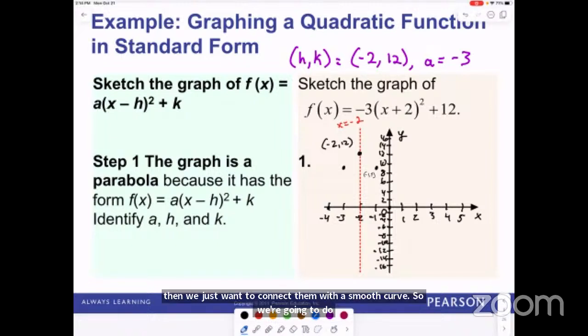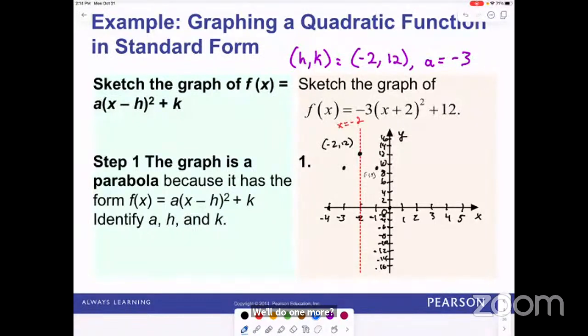When x is 1. 1 plus 2 is 3, squared is 9, times -3 is -27, plus 12, let me see, 8 and 7, 14, 15. -15. Okay, so it is on this chart. So -15 will put us right about here. Okay. So then if we connect the points with a smooth curve, I'm going to do something like this.